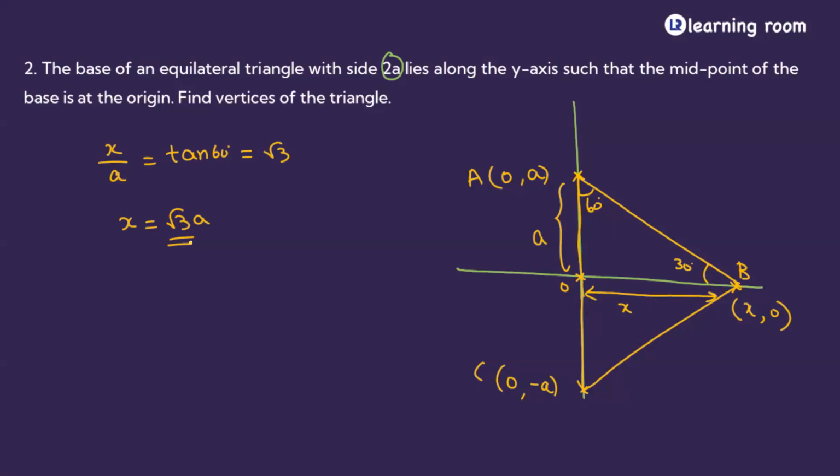So what will the answer be? Root 3A, comma 0. Now putting everything together, what are the 3 points? 0, comma A; 0, comma minus A; root 3A, comma 0. Clear? So these are the 3 vertices. Make a note of it.